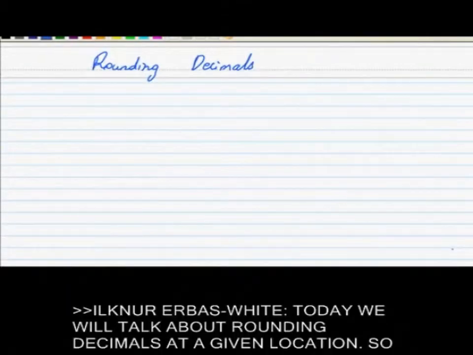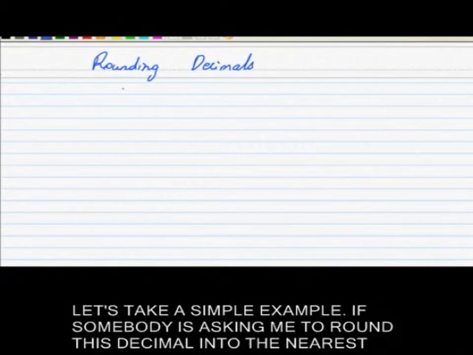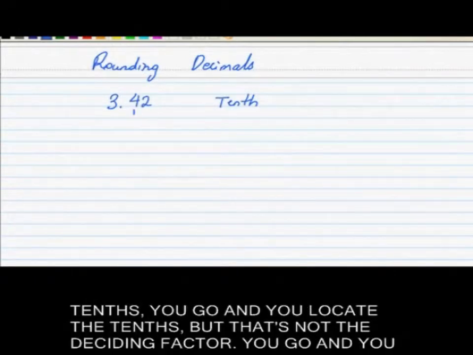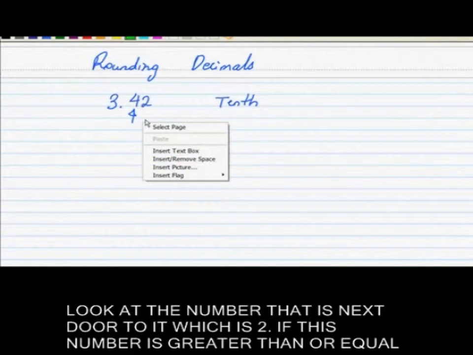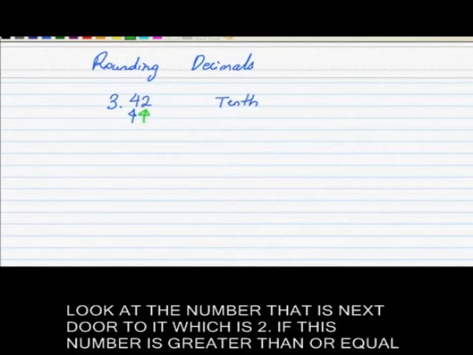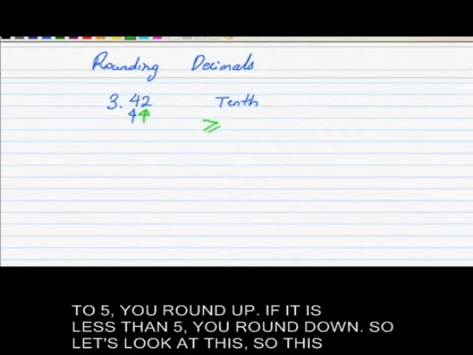Today we'll talk about rounding decimals at a given location. Let's take a simple example. If somebody is asking me to round this decimal to the nearest tens, you locate the tens place, but that's not the deciding factor. You look at the number next door to it, which is 2. If this number is greater than or equal to 5, you round up. If it is less than 5, you round down.